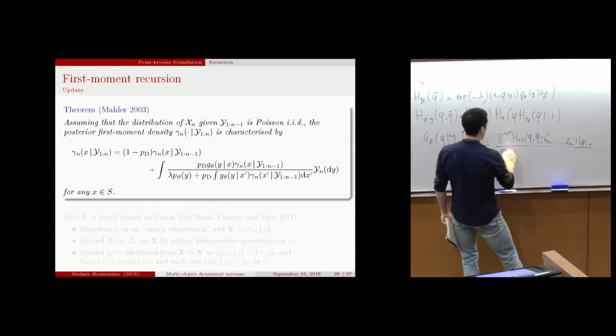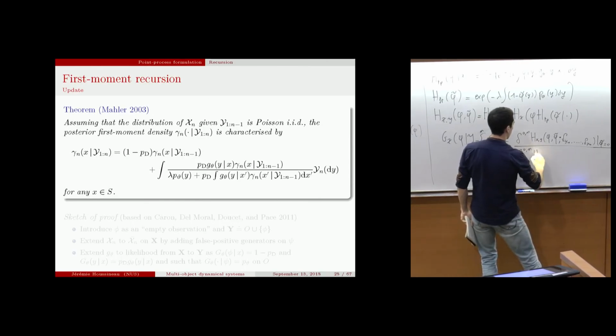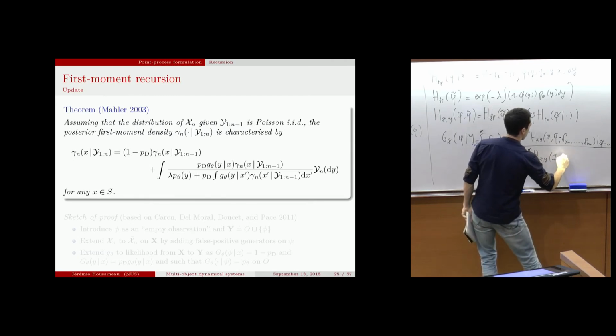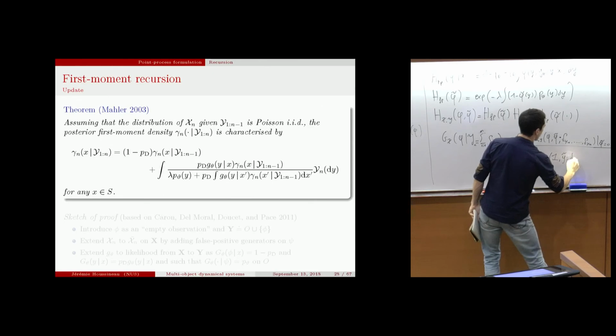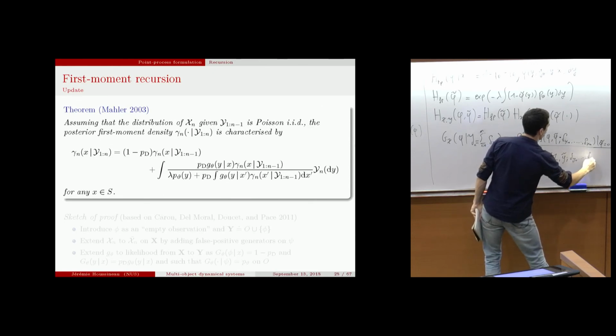And same thing, basically you just normalize this. Instead of evaluating it at phi, I take it at 1. 1 is just integrating everything out. Then phi tilde, and the same thing, y1 to ym.